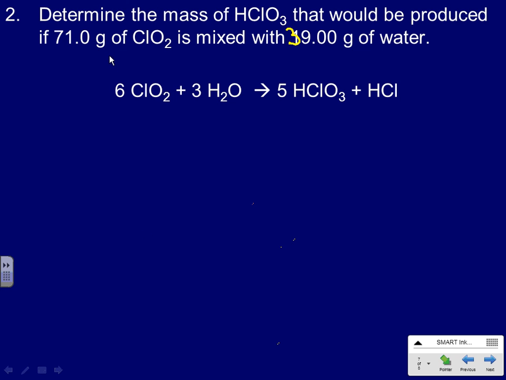So again, this one we're giving you the equation. We can just put our masses underneath here. I know some of you are still writing. We'll get you caught up. I just want to write my masses in. And in the end, it asks us to figure out the mass of HClO3 produced, question mark, grams.